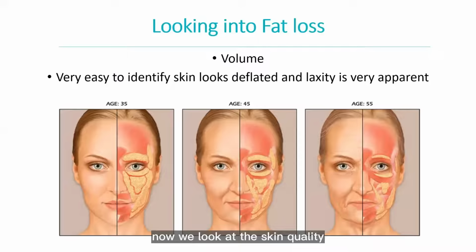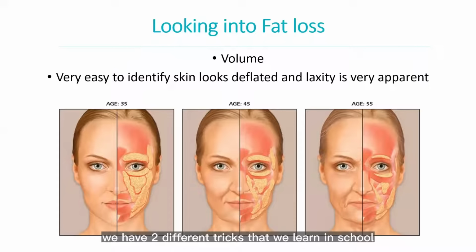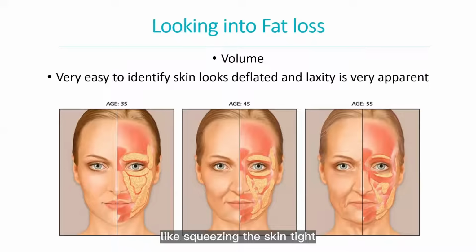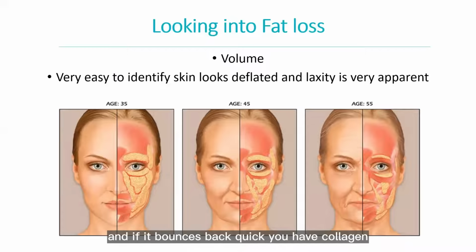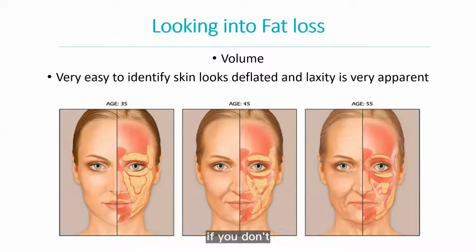Now, we look at the skin quality. We look at the outside. We feel the texture. We have the different tricks that we learn in school, like squeezing the skin tight on the corner of the eye and then letting go. And if it bounces back quick, you have collagen. If you don't, but honestly, to the eye, I can see, and just by feeling with my hands, the structure of the face, I can see what it is.